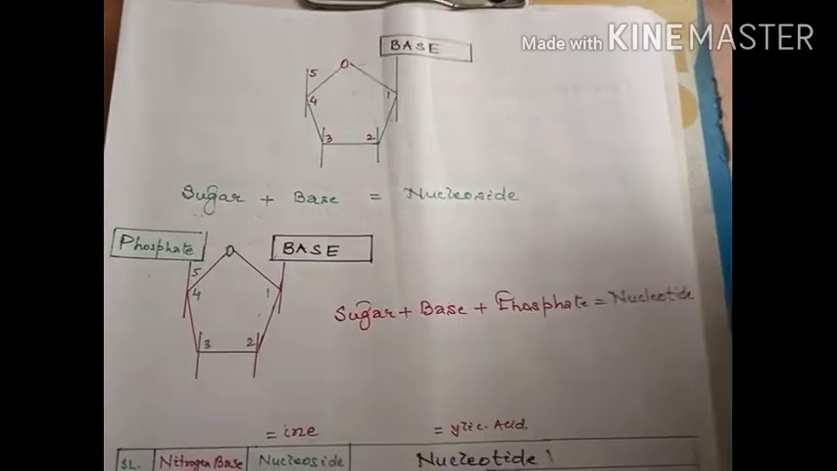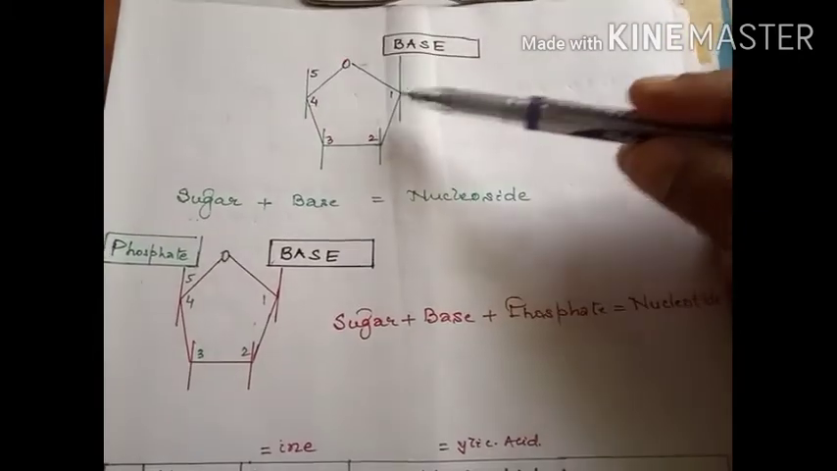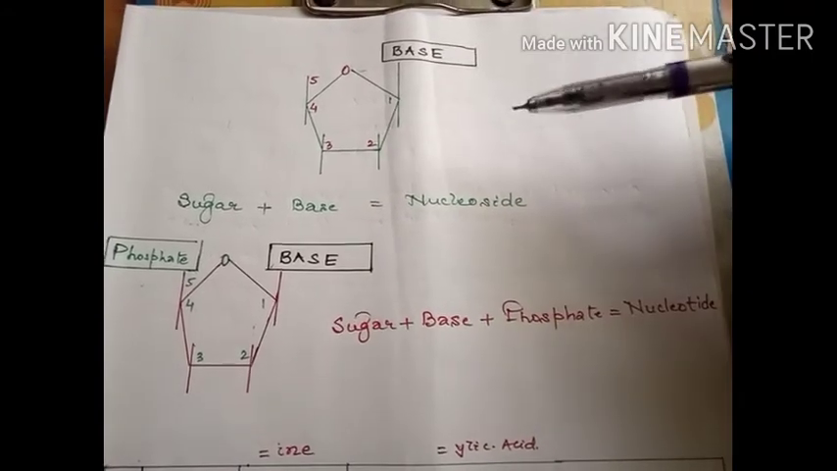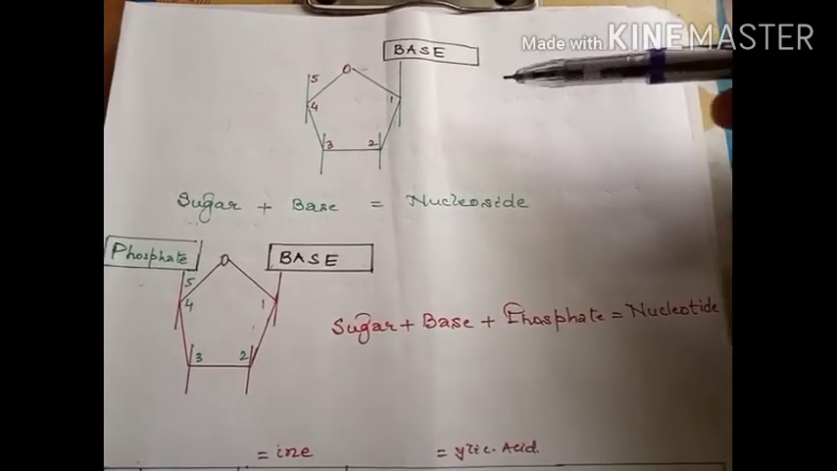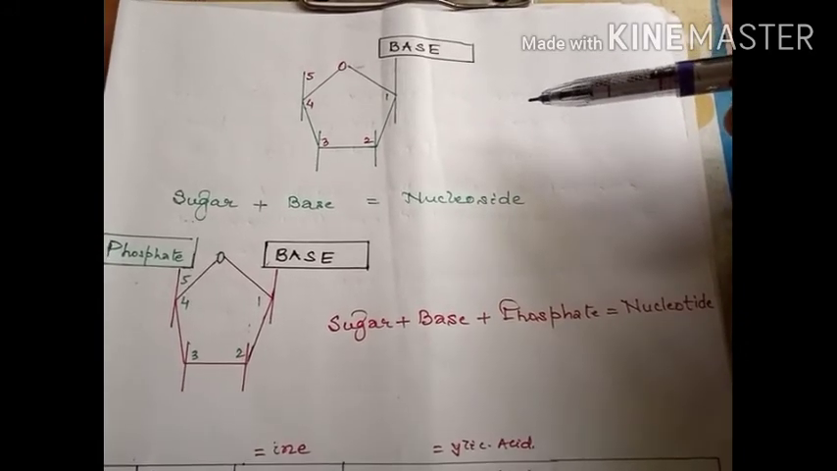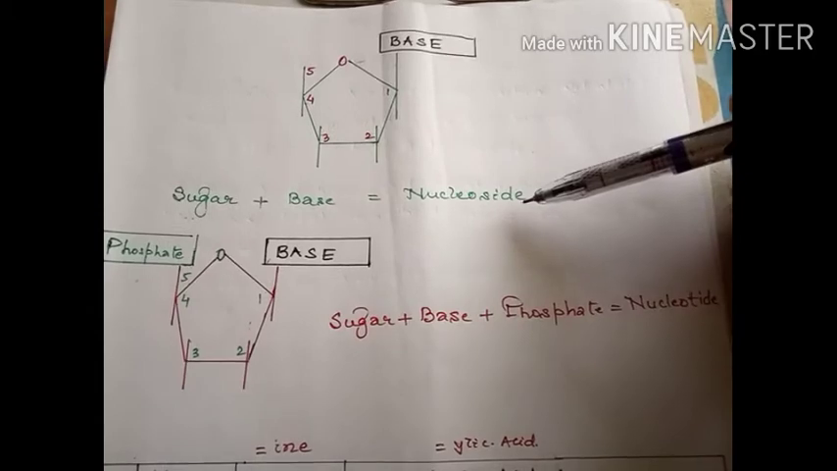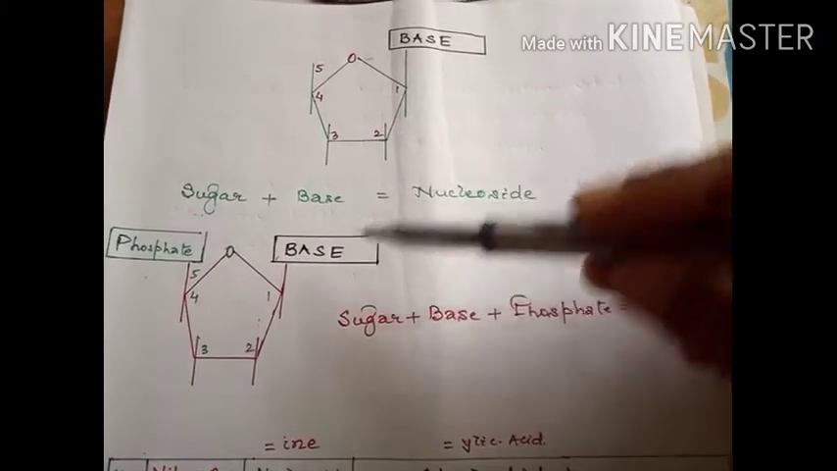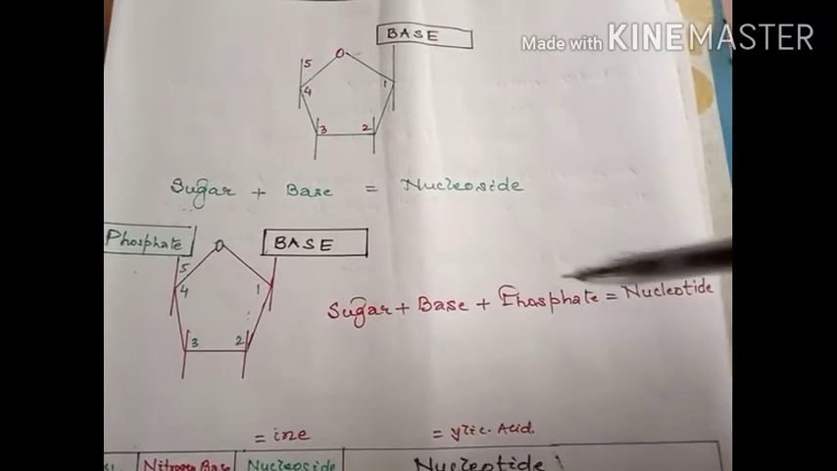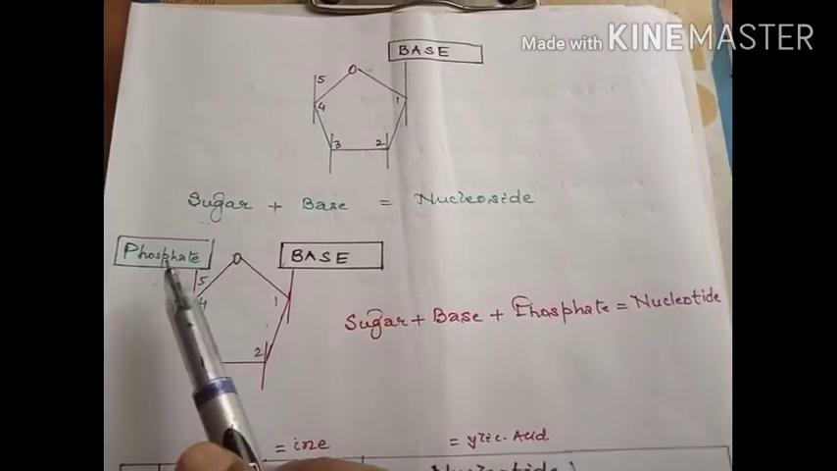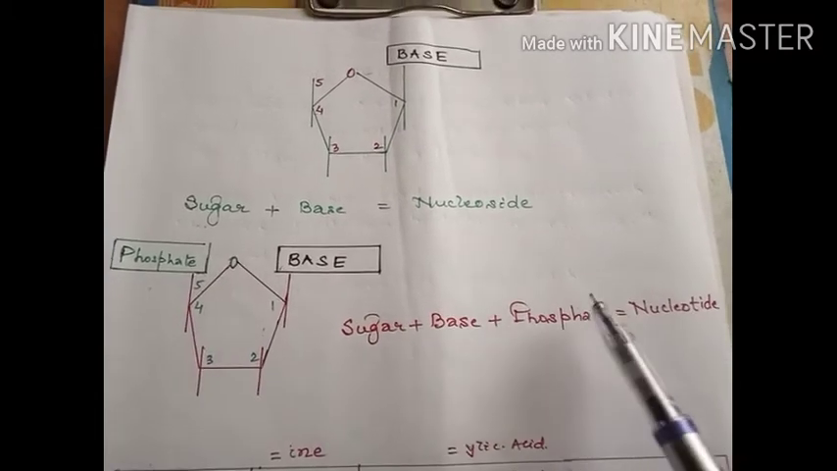We have also discussed that when a pentose sugar is added to a nitrogenous base, it may be any one of the purine or any one of the pyrimidine, then it forms a nucleoside. And when a nucleoside is added to a phosphate group, a phosphoric acid, it forms the nucleotide.